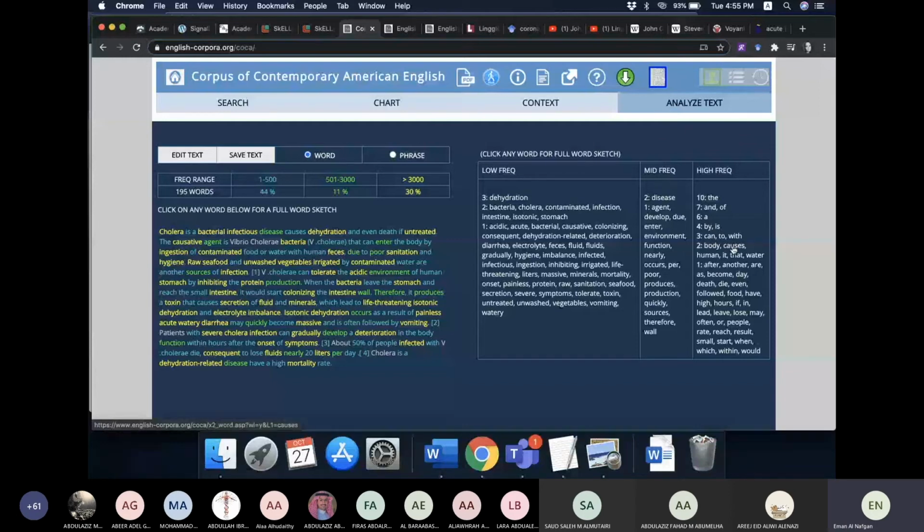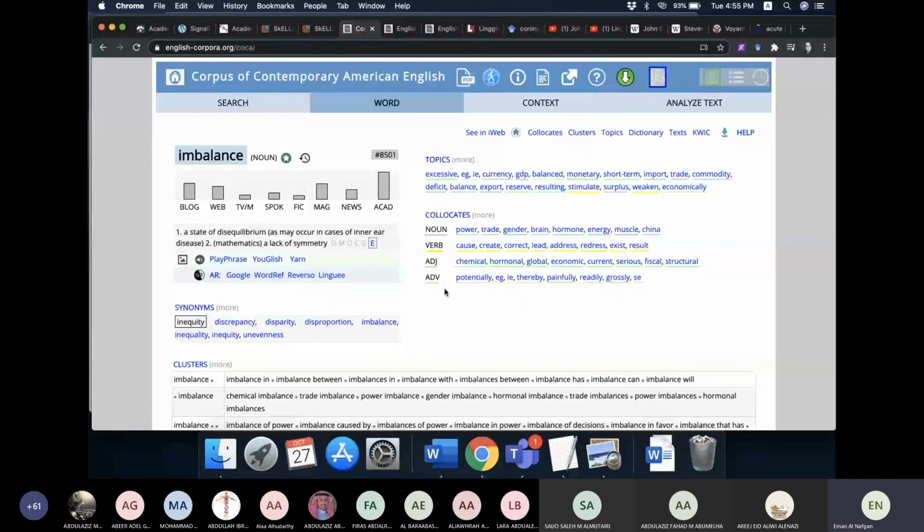Then you can click on any of these words. Notice here that you have word and you have phrase. If you keep it on word, you click on any of these words, pick a word. So let's say, that's morbid. Too late. I clicked on imbalance. You guys are too slow. Anyway, so you look at imbalance, you get all this rich information about imbalance.